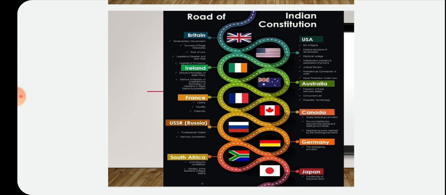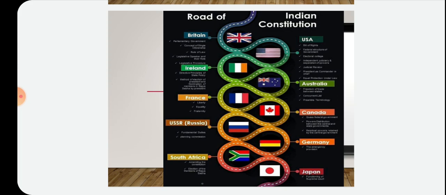And some other constitutional powers which we have borrowed are the emergency provisions. Emergency provisions, we have borrowed from Germany. Article 356, which happens to be the President's rule, and Article 352, which is the national emergency. This emergency provisions, we have borrowed from the German Constitution.